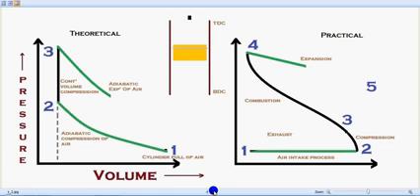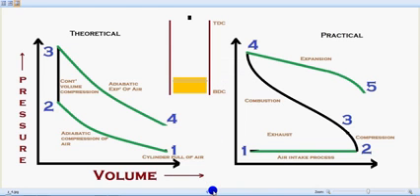Now here we can see that the next stroke is an adiabatic expansion of air, where the piston moves from top dead center towards the bottom dead center. So 3 to 4 is adiabatic expansion of air. That means there is no heat transfer involved in the theoretical concept, but in the practical concept there is heat transfer involved. That is expansion of air happening from 4 towards 5 and the piston moves down towards the BDC. So that's the end of that stroke.